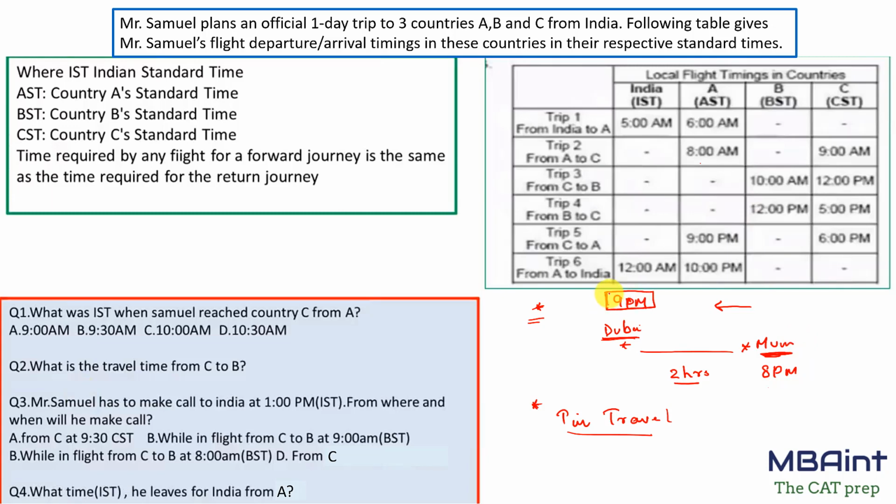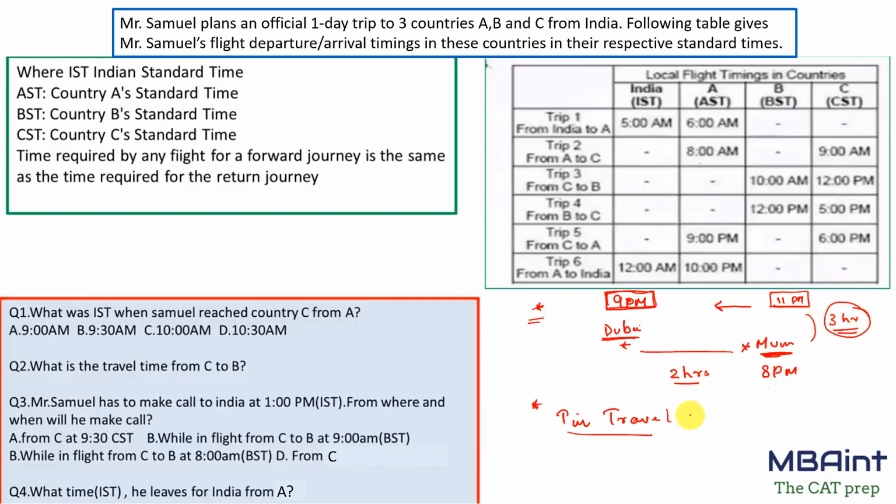Now this 9 p.m. when I am reaching Dubai is 9 p.m. according to Dubai standard time. What would be the time in India? Time in India would be 11 p.m. You have seen that. Now in how much time have I been in air? I have been in air for 3 hours, right? So this is my travel.